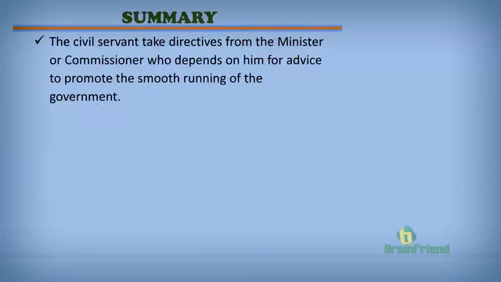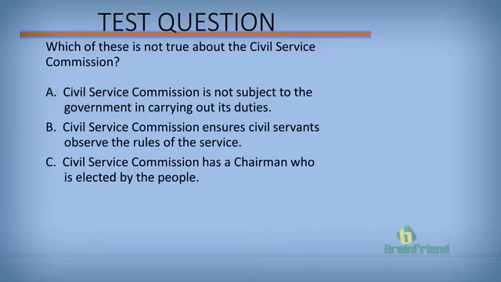We also saw how the civil servant takes directives from the minister or commissioner, who, of course, is seen as the leader or the head of the ministry, who depends on him for advice to promote the smooth running of the government. The civil servants take directives and instructions from the political executive, and in turn, the political executives depend on them to gain more information, get more experience, and then run the department or ministry effectively, which will also help the government to administer rightly. Well, I hope you understood a whole lot. You learned a whole lot from today's lesson, because I actually did. But before we go, I'd like us to have a quick test on what we learned today, Civil Service Commission.